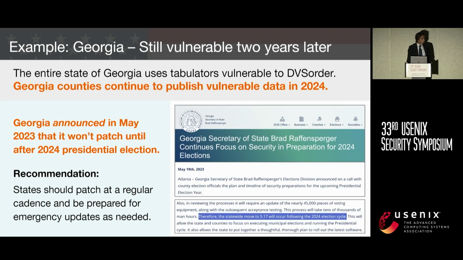Georgia is one example of where mitigation has so far failed. The entire state of Georgia uses vulnerable tabulators, and some counties in the state continue to publish vulnerable data as of the most recent election this year. Georgia, in fact, announced recently that they wouldn't patch their systems until after the upcoming presidential election. We recommend that states should patch at a more regular interval and that they should budget for emergency patches if they need to.